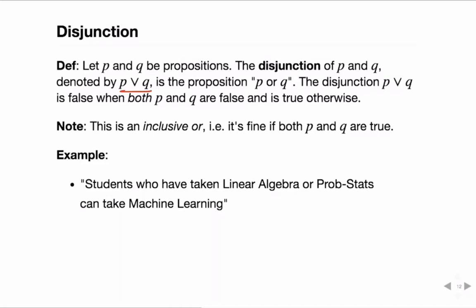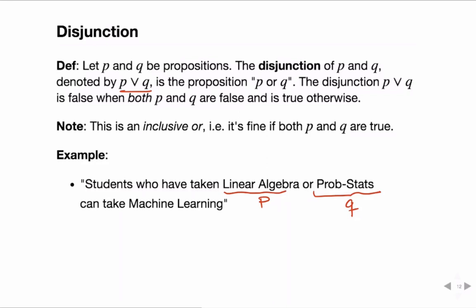and it's true otherwise. So for example, let's suppose I have the proposition, students who have taken linear algebra or prob stats can take machine learning. So if I think about students who have taken linear algebra as being a proposition P, and a student has taken prob stats as a proposition Q, then the first part of the statement, a student has taken linear algebra or prob stats, is a disjunction because it's an or of the two individual propositions: a student has taken linear algebra and a student has taken prob stats.